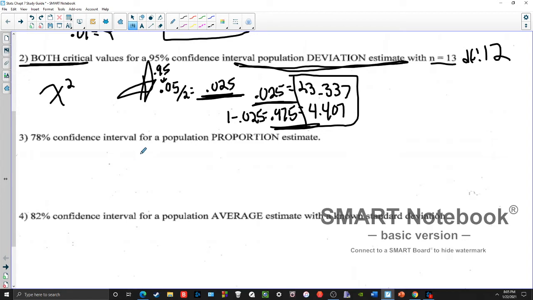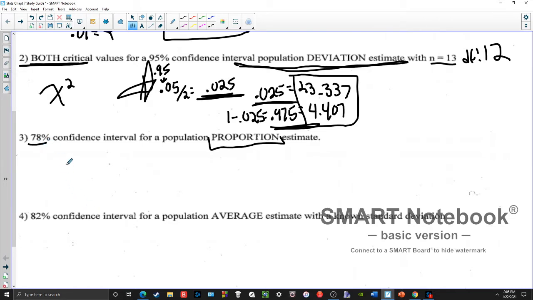Number 3 says 78% confidence for a population proportion. Now, for a population proportion, we use a z-score, right? So population proportion is always a z-score, and normally we have predetermined values for the z-scores for a 90, 95, and 99 confidence level, right? We have those already given to us in the table. However, this wants a 78%, which is a little bit unusual, but we can do it.